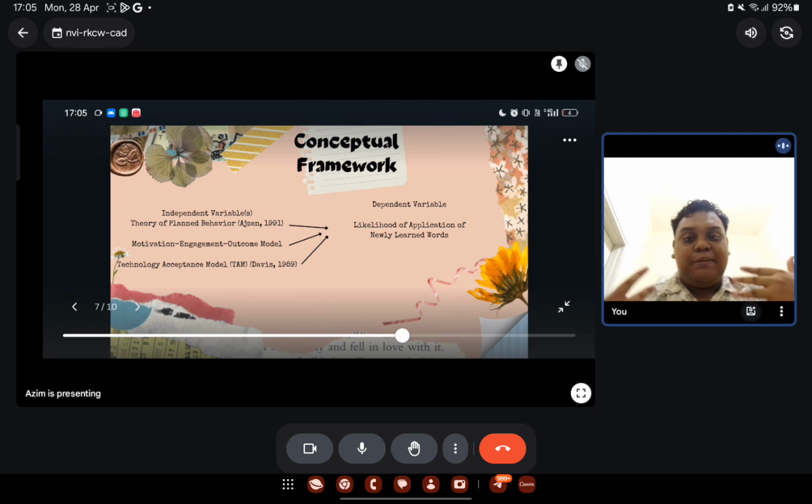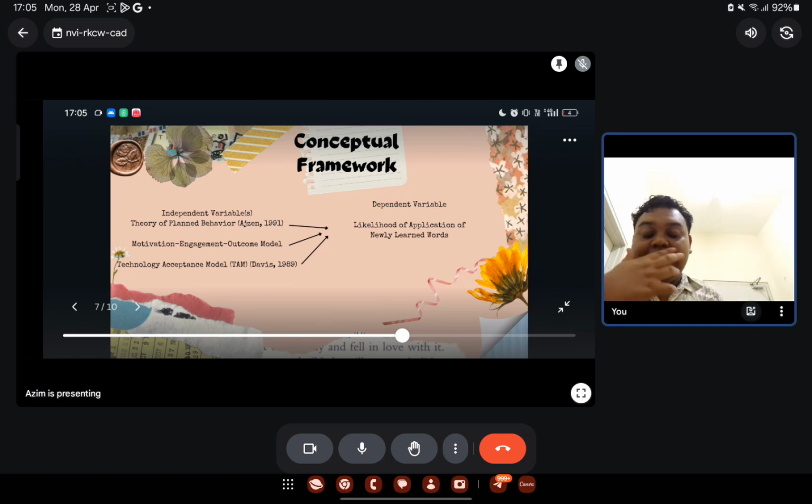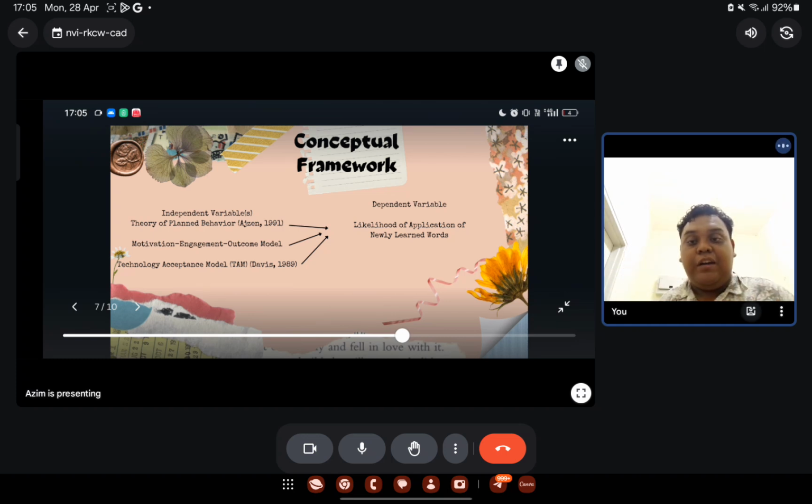Second, the motivation engagement outcome, meaning it's just the same as the theory of planned behavior. However, it's more toward motivation and engagement. So if you have the motivation to do something and you actually do it, then it would affect your outcome, your behavior, and also your actions.